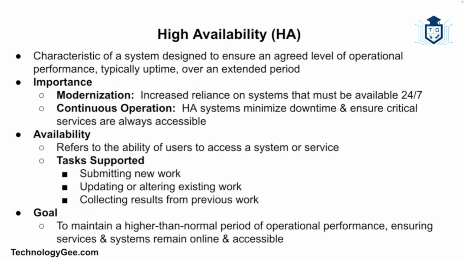All right, next let's talk about high availability. High availability is a characteristic of a system that aims to ensure an agreed upon level of operational performance, usually uptime, for a higher than normal period. Modernization has resulted in increased reliance on these systems, which need to be available at all times. Availability refers to the ability of users to obtain a service or good or access to a system, whether to submit new work, update or alter existing work, or collect the results of previous work.